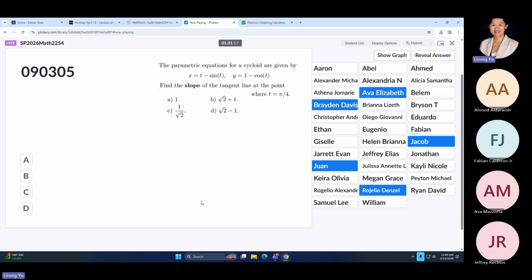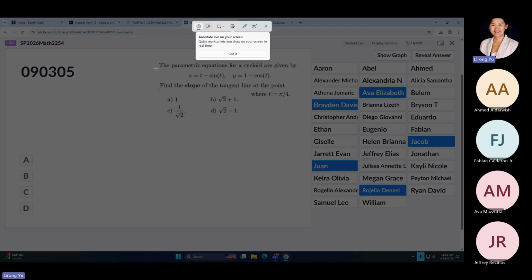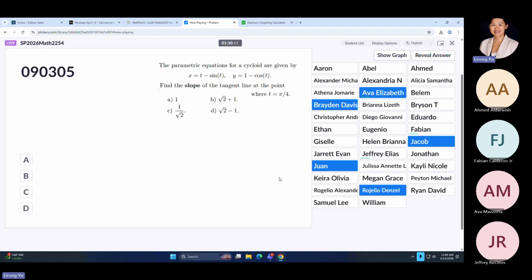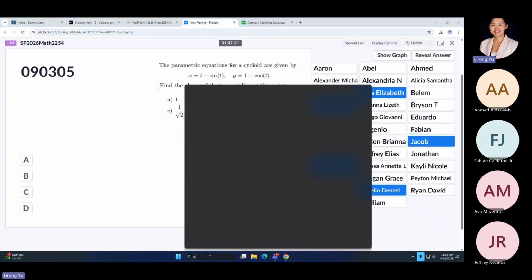This is the calculation of the slope of the tangent line. Once we know the slope of the tangent line, we could determine the equation of the tangent line. But right now, we just want to find the slope.